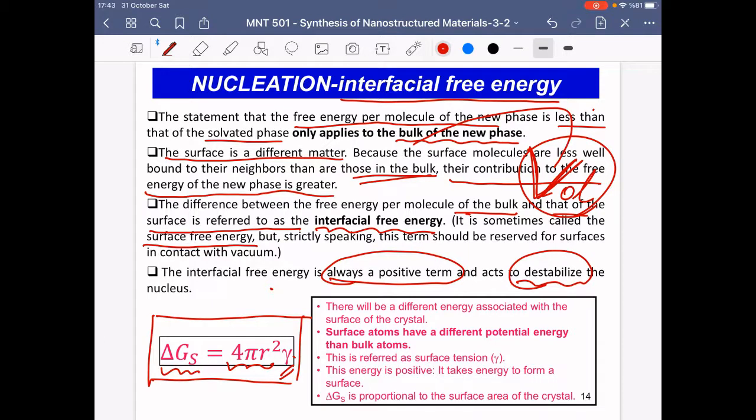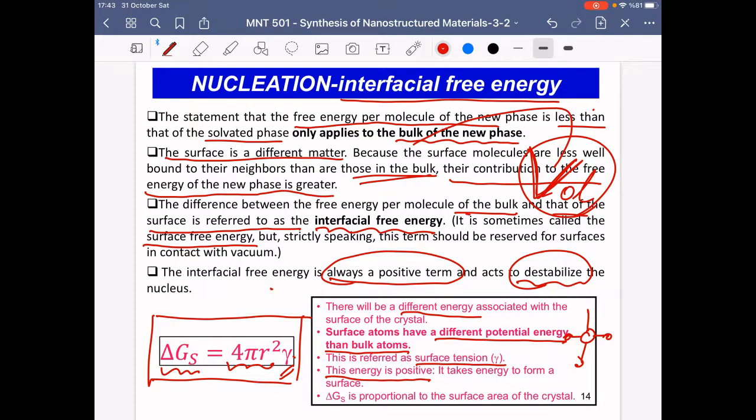So there will be a different energy associated with the surface of the crystal, because surface atoms have a different potential energy than bulk atoms because they are not bound to all atoms around them. Keep this in mind. This is referred to as surface tension. Okay, surface tension. This energy is always positive.